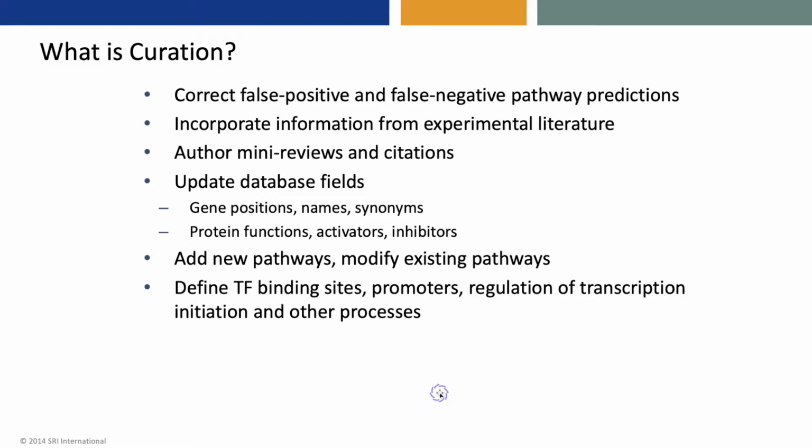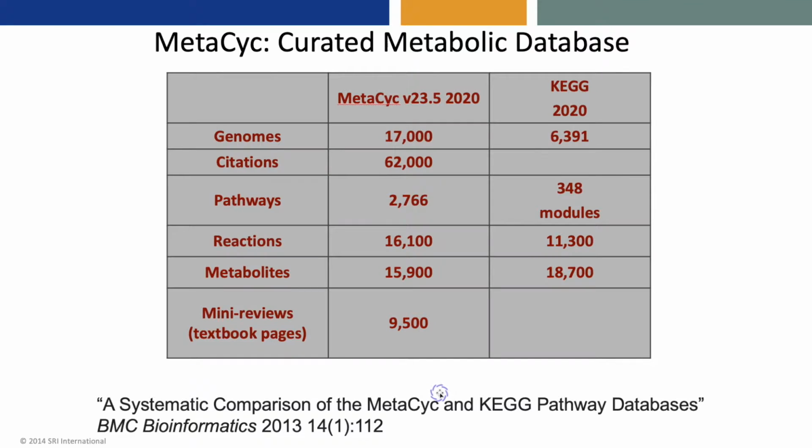Now, what do we mean by curation? We mean correcting false positive and false negative pathway predictions, and generally incorporating information from the experimental literature. Curators often author mini-review summaries for genes and pathways. They cite the literature from which they're deriving information. They update many database fields. They add new pathways and modify existing pathways, and they add many types of regulatory information.